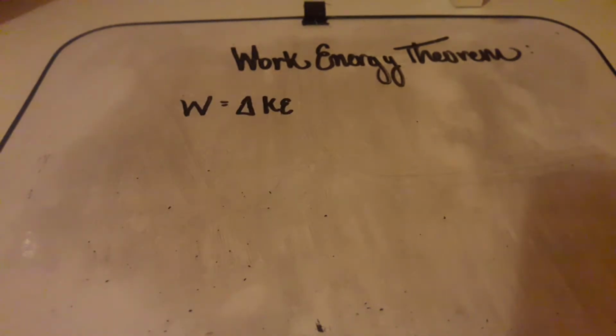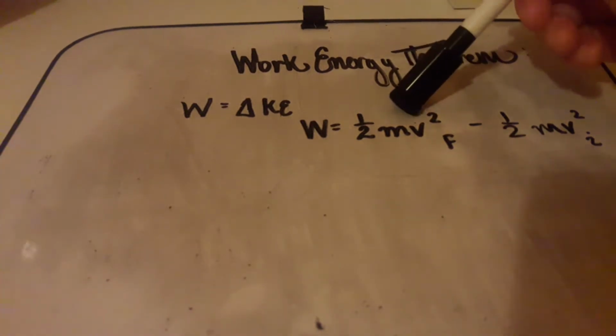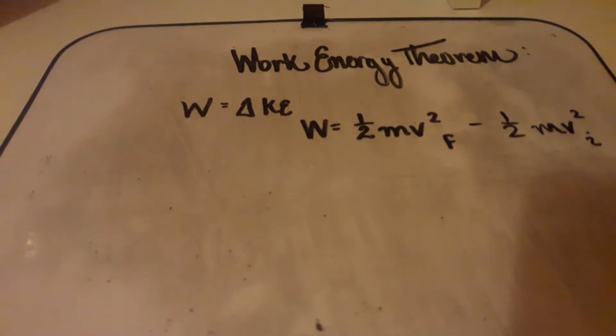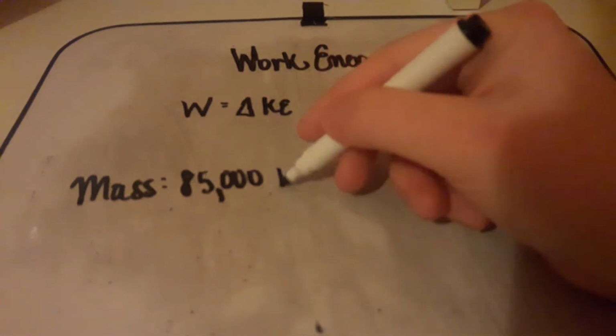Work equals the change in kinetic energy, or in other explanations it can be like this: work equals the final kinetic energy minus the initial kinetic energy. Now the problem that we're going to be using here is a Boeing 737 plane, which is going to have a mass that is 85,000 kilograms.